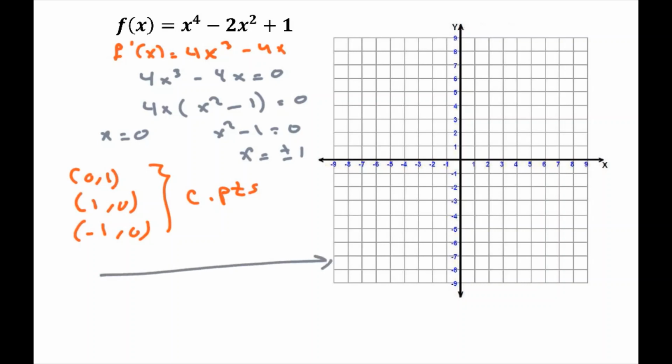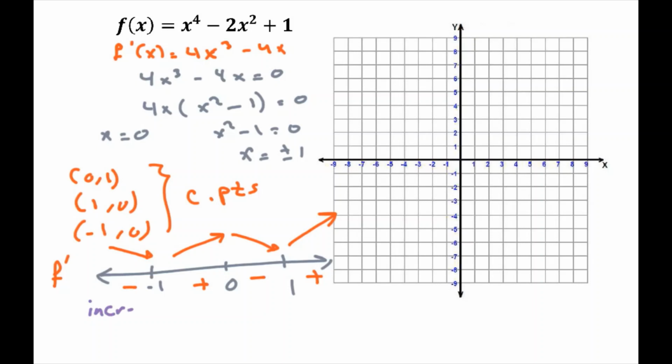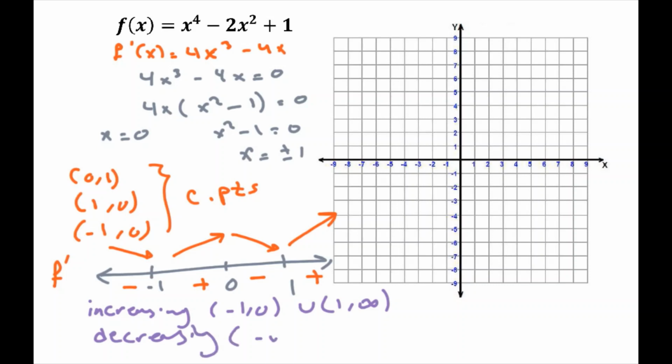Study the sign of f prime. You are going to get negative, positive, negative, positive: decreasing, increasing, decreasing, increasing. So you will say f(x) is increasing from negative 1 to 0 and from 1 to infinity, decreasing from negative infinity to negative 1 and from 0 to 1.